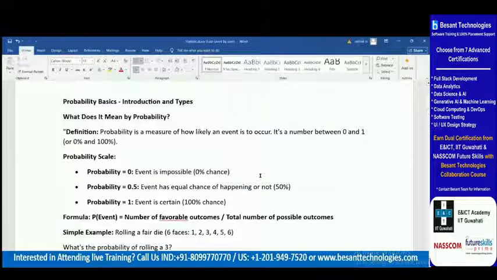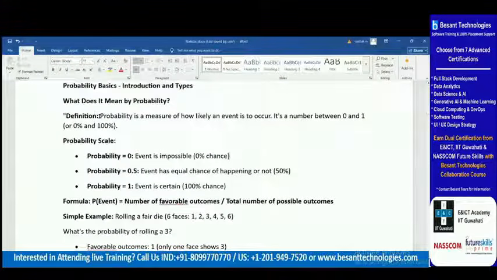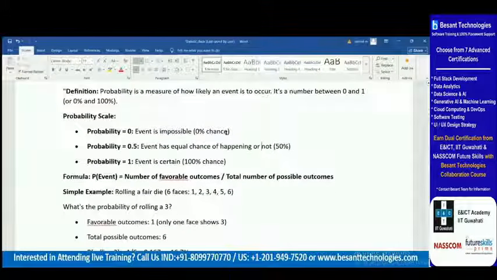So next is probability basics. We already saw this, so we can recap it quickly and move forward. Probability is a measure of how likely an event is to occur, and as I already told, it is always between 0 and 1. If it is 0, the event is impossible. If it is 0.5, the event has an equal chance of happening or not. If the probability is 1, the event is certain, a 100% chance that it will occur.